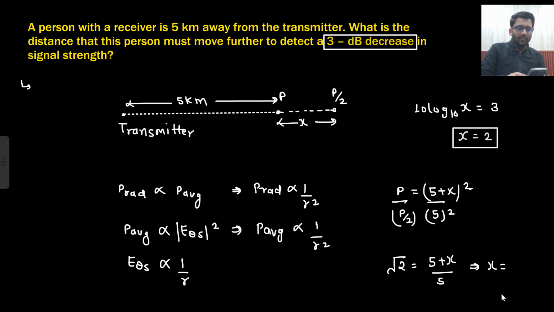5 into under root 2 minus 5. 2 into under root into 5 minus 5. 2.07 kilometer. This is the answer. Very easy.